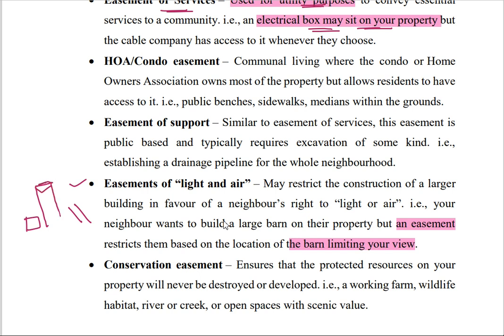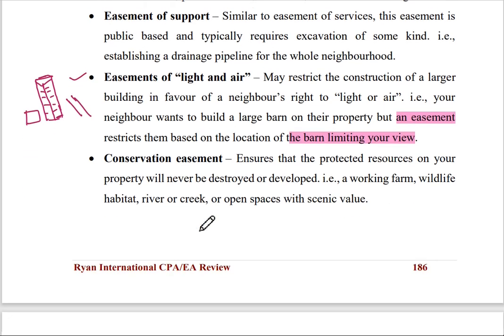Okay, very big building there. Of course, your access to the road, as well as the fresh air and light, is basically covered by this big building. So of course you can raise a claim against this, saying that you're not getting light, right? So this is called easement of light and air.